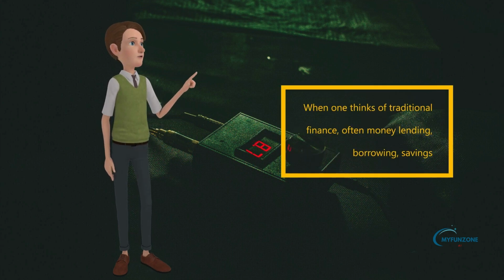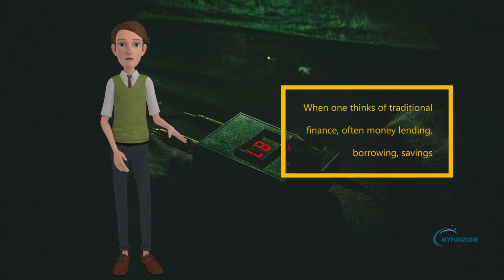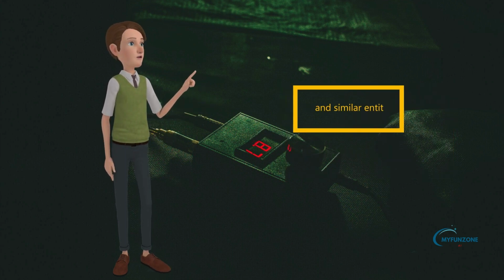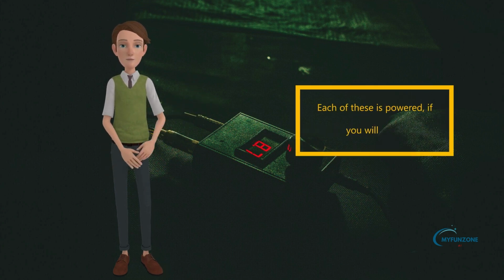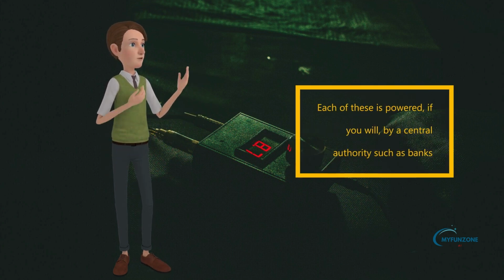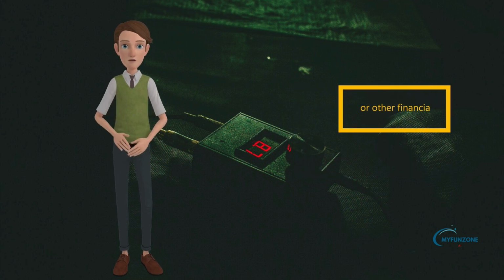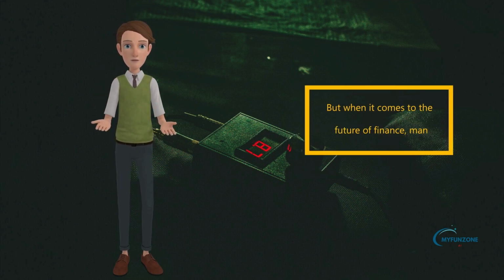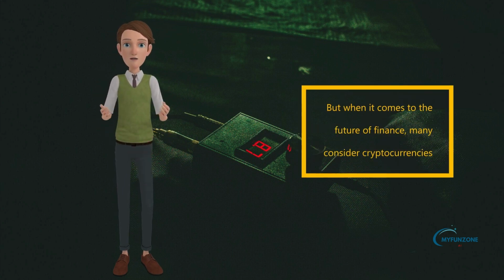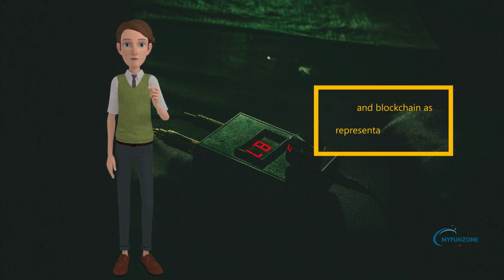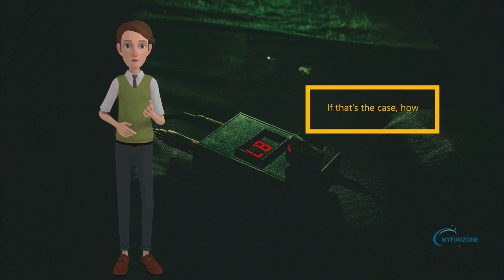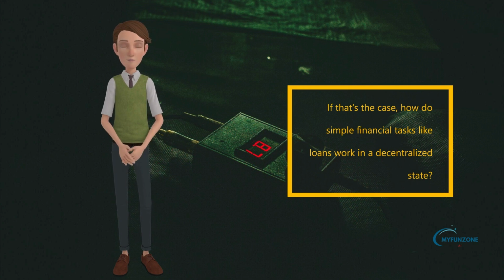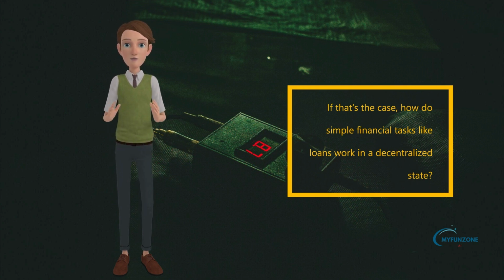DApps represent a new way of interacting with personal finance. When one thinks of traditional finance, often money lending, borrowing, savings and similar entities come to mind. Each of these is powered, if you will, by a central authority such as banks or other financial institutions. But when it comes to the future of finance, many consider cryptocurrencies and blockchain as representatives of that. If that's the case, how do simple financial tasks like loans work in a decentralized state?